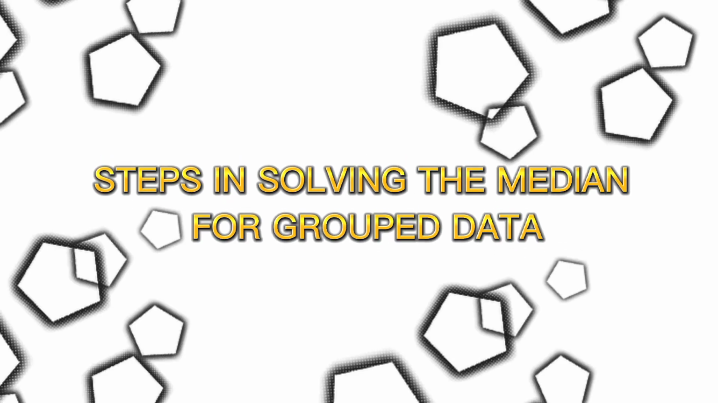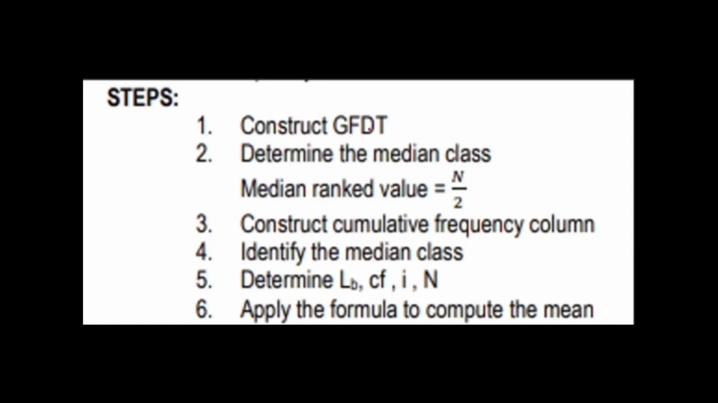Steps in solving the median. First step is you must construct the GFDT or the group frequency distribution table. Second step is to determine the median class. Median rank value equals n over 2. The next step is to construct a cumulative frequency column. Then identify the median class. The next step is to determine the lower boundaries, cumulative frequency, interval, and the total number of values in a given population. The last step is to apply the formula to compute the median.